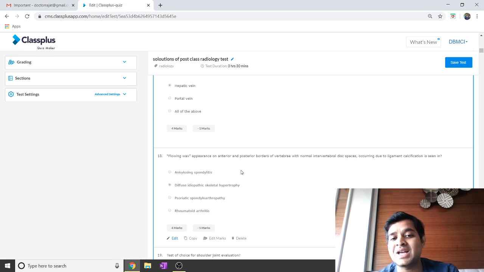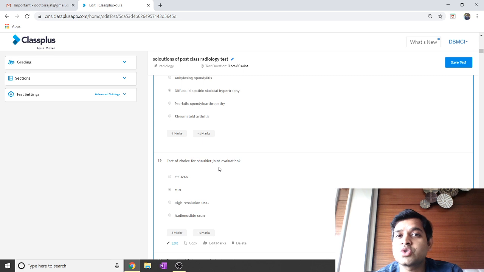Flowing wax appearance on the anterior and posterior border of the vertebrae with normal intervertebral disc space due to ligament calcification is a feature of DISH, which is diffuse idiopathic skeletal hyperostosis. Please remember that for unknown reason, this disease is commonly seen in diabetic patients and the patients who have vitamin A toxicity.